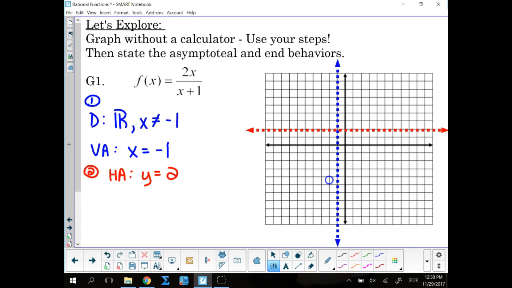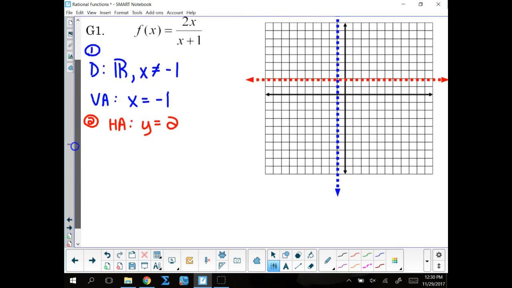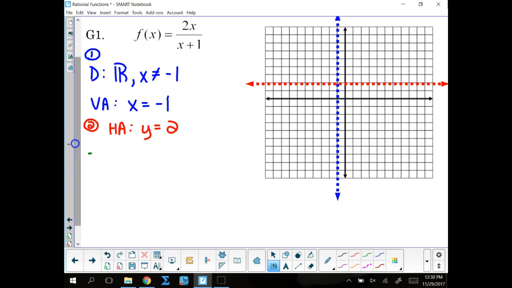Step number 3 was what? Find the y-intercept, or find the yint. So that is, I need to find f of 0. So that's going to be 2 times 0 over 0 plus 1. 2 times 0 is 0. 0 plus 1 is 1. 0 divided by 1 is 0.